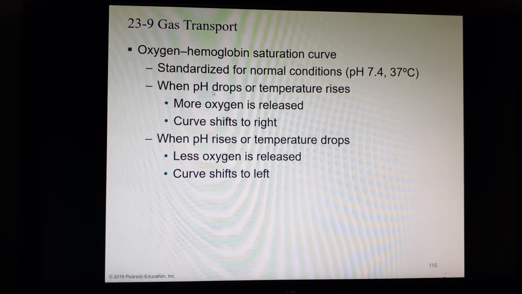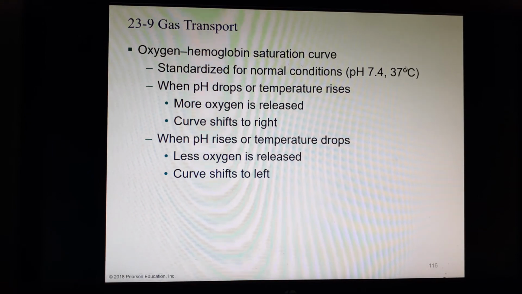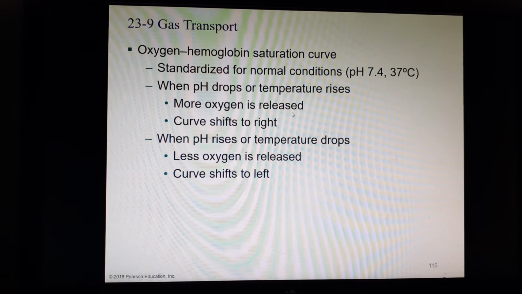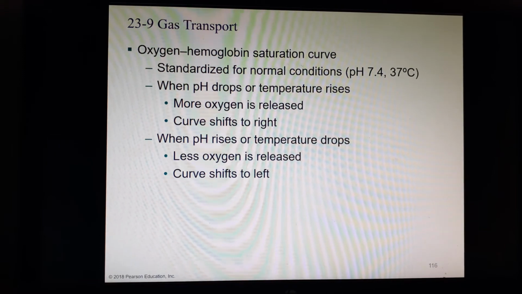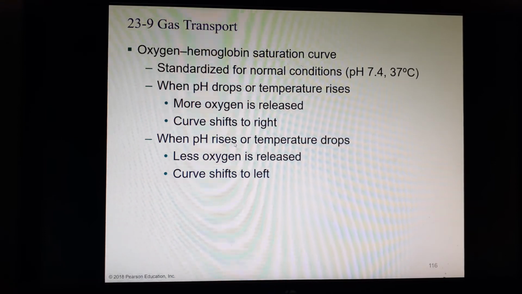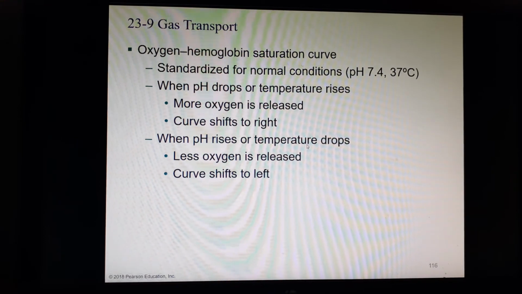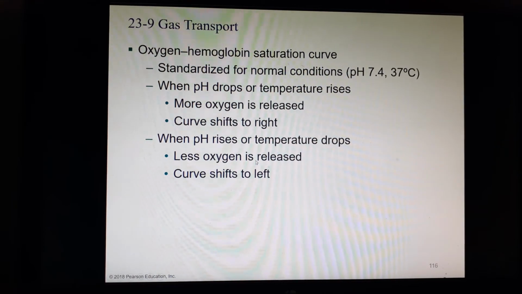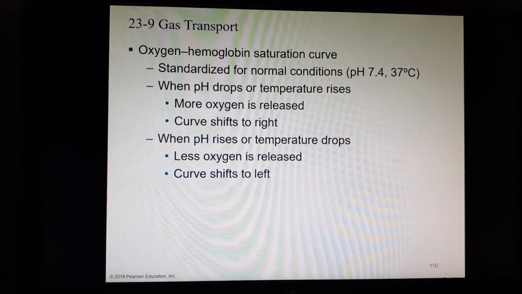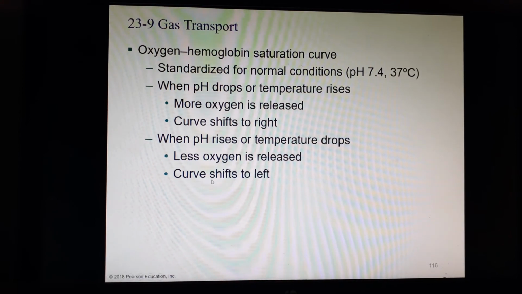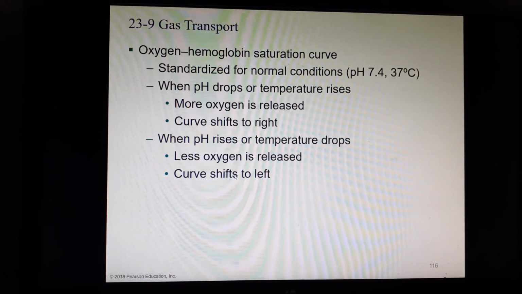If the pH drops, so the blood becomes more acidic, or if the temperature starts to rise, then the hemoglobin is more apt to let go of the oxygen. If the pH goes up, so we become more alkaline, or the temperature drops, the hemoglobin tends to hold on to the oxygen more tightly. So if I'm letting go of oxygen, the entire curve shifts to the right. If I'm hanging on to oxygen, the entire curve shifts to the left.